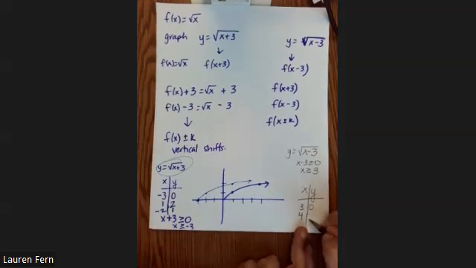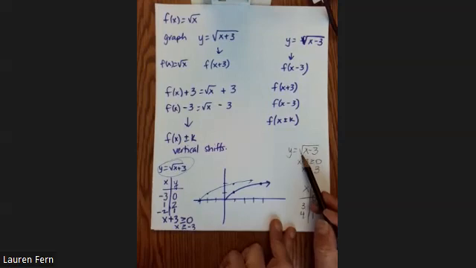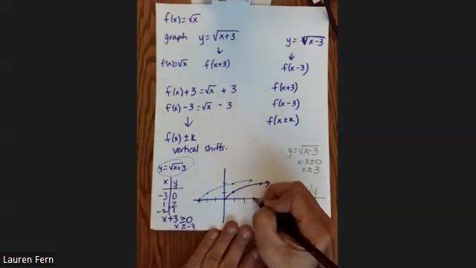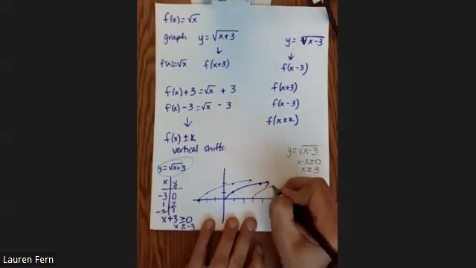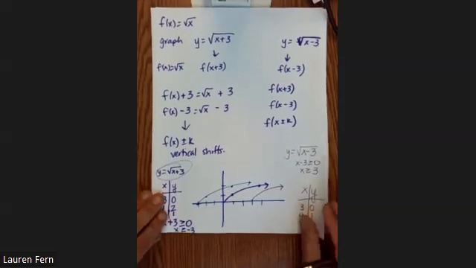What am I going to get out when I plug 4 in? 1. Good job. And I'm not going to plug in 5 or 6 because you don't get as nice numbers, but I can certainly then plug in 7. 7 minus 3 is 4, and the square root of 4 is 2. So you were exactly right. It shifted 3 units to the right.